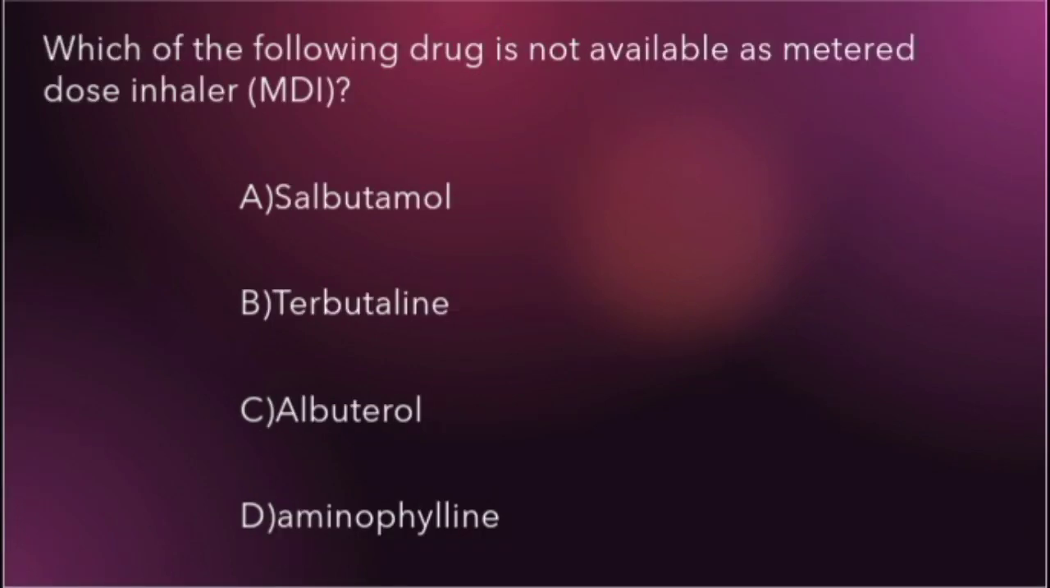Which of the following drugs is not available as a metered dose inhaler? Option A, salbutamol. Option B, terbutaline. Option C, albuterol. Option D, aminophylline. Which drug is not available as metered dose inhaler? Correct answer is option D, aminophylline. Salbutamol, terbutaline and albuterol are available as an inhaler, MDI or metered dose inhaler.